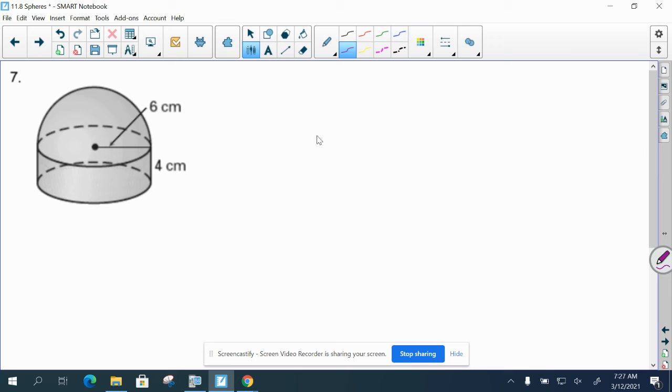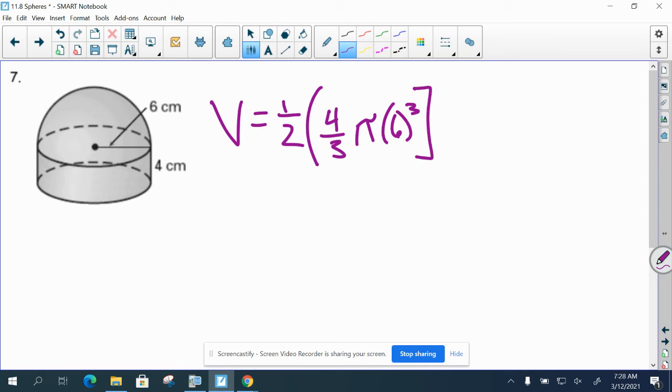For this last one, for volume, you would get the volume of half of a sphere and the volume of the cylinder. So volume of half of a sphere would be 1/2 of 4/3 times pi r cubed, so 6 cubed. And then add that to the volume of the cylinder. So area of the base times height, pi times 6 squared times 4.